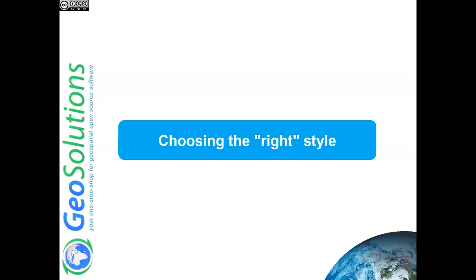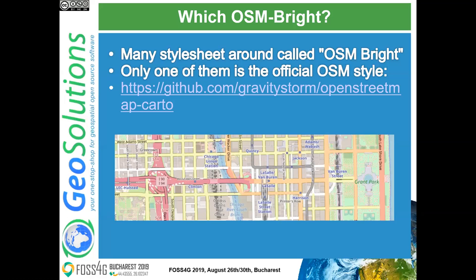So, first of all, when you want to start rendering OSM, you have to choose the, let's say, right style. What does that mean? If you look on the internet, there are many, many style sheets that are called OSM Bright. However, only one of them is the official OSM style, and you can find it in this GitHub repository, gravitystorm/openstreetmap-carto. And it looks more or less like this.